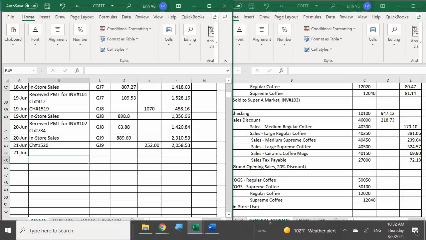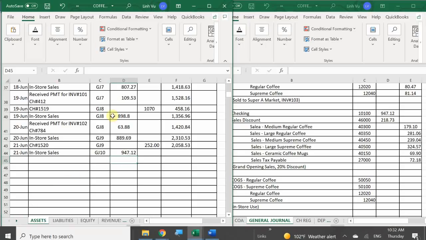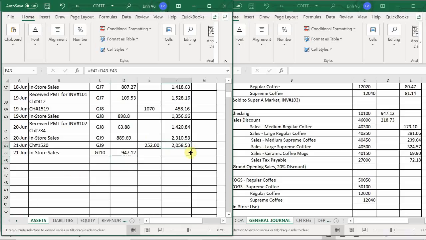June 21st, in-store sales. General Journal 10. Excuse me, we're going to debit for the 947.12. And let me just get back to my account here. The grand total should be $3,005.65. Good.